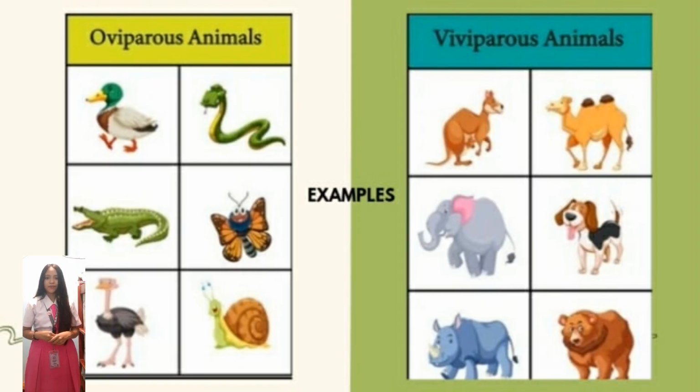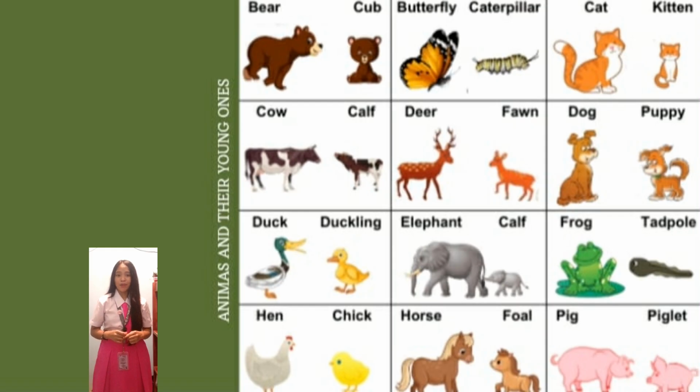Understood? So, there are different names for baby animals or young animals. For example, the baby of a dog is not called a dog, it is called a puppy. For a cat, it is a kitten, for a pig it is a piglet, for a hen it is a chick. So, those are some examples of names of baby animals.